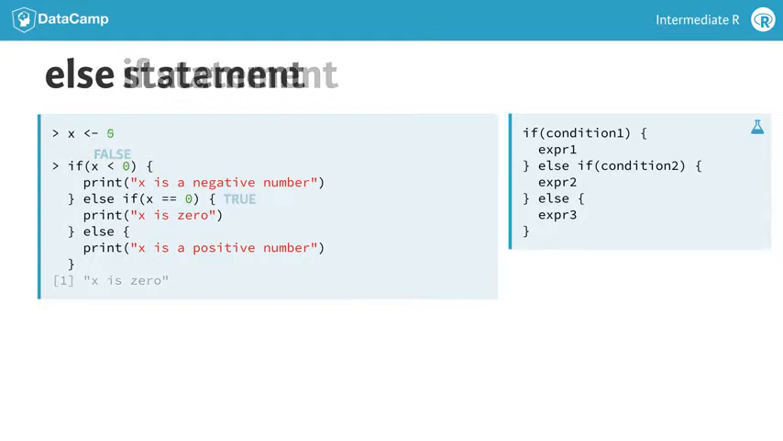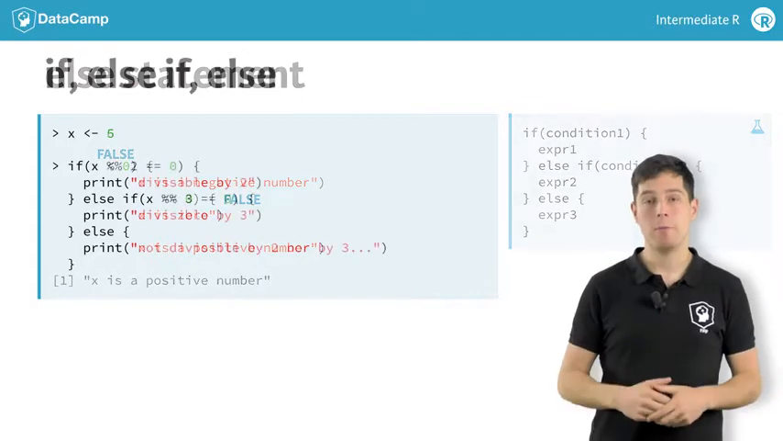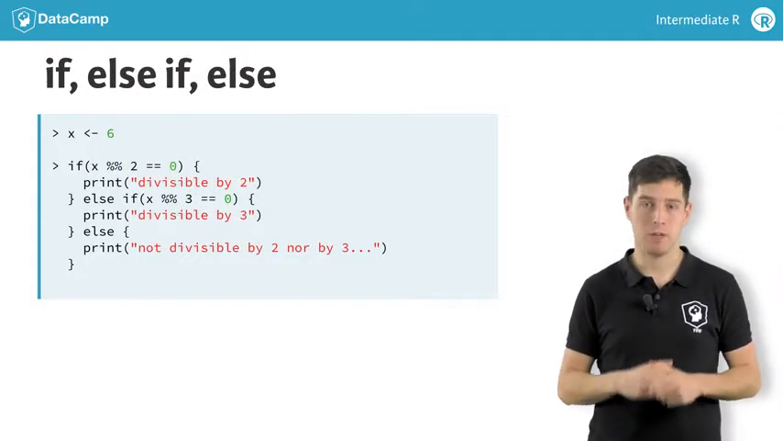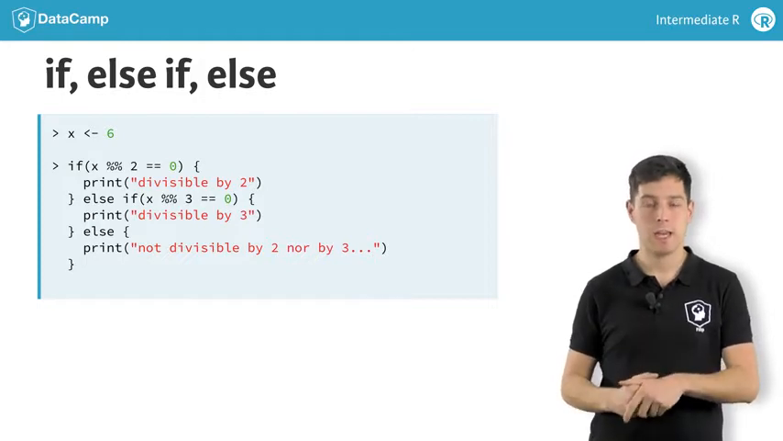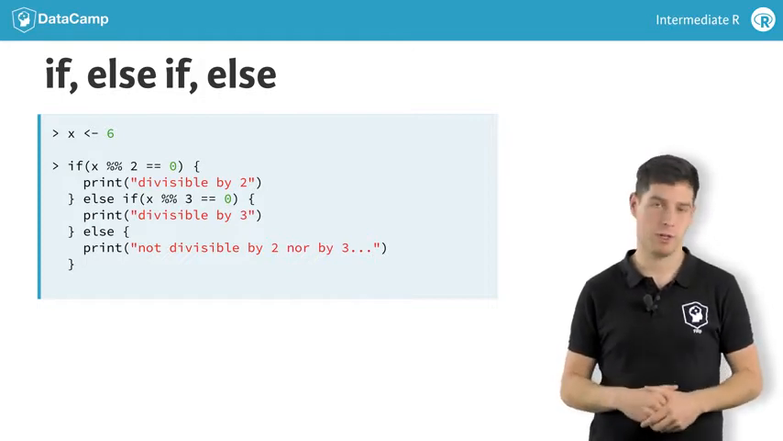Finally, what happens when x equals 5? Well, the if condition evaluates to false, so does the else if condition, so R executes the else statement, printing "x is a positive number". Remember that as soon as R stumbles upon a condition that evaluates to true, R executes the corresponding code and then ignores the rest of the control structure.